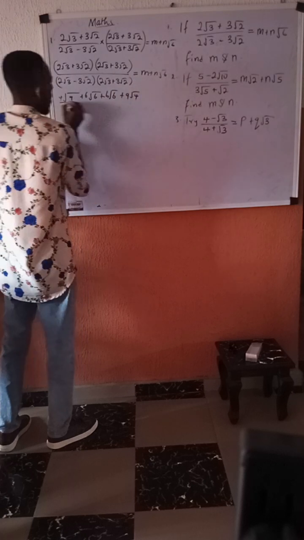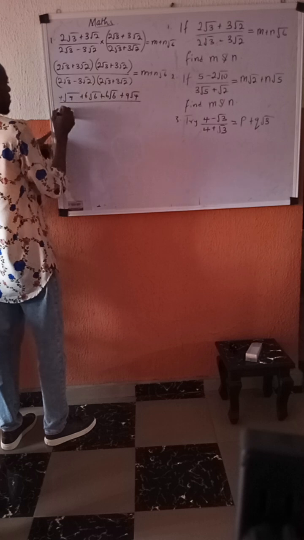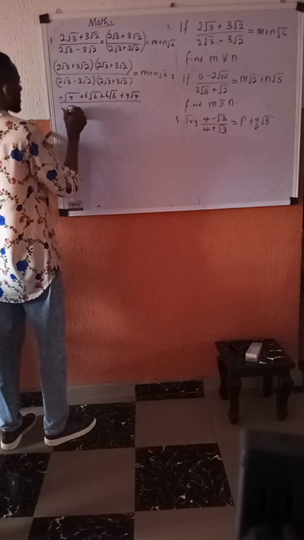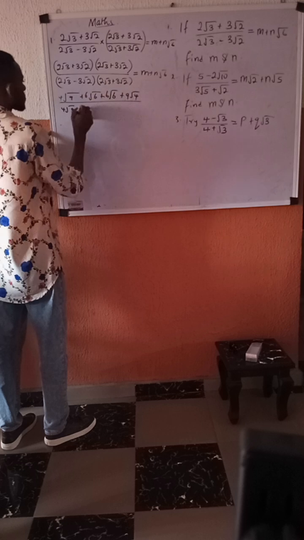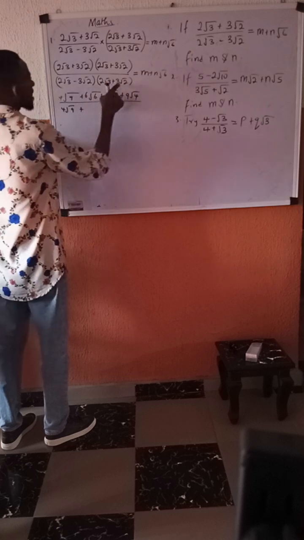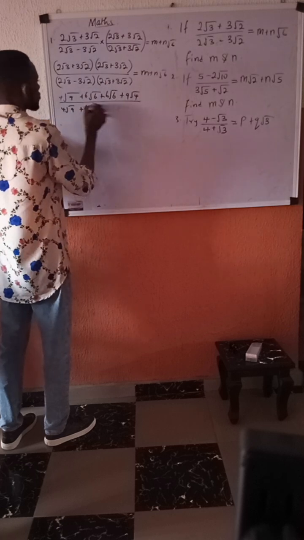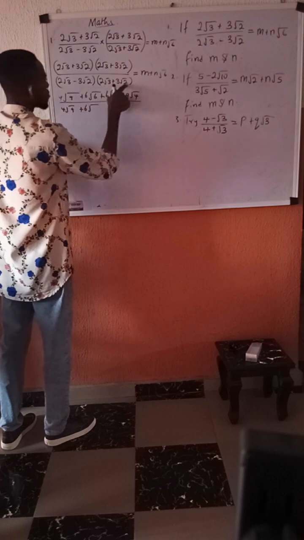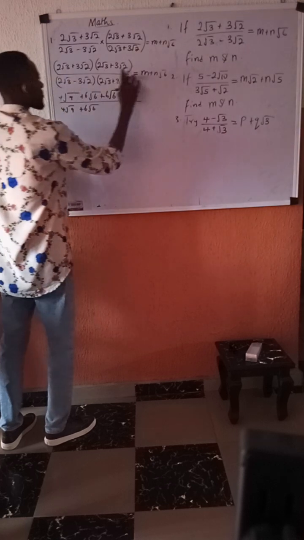All over. I come over here. 2 times 2 is 4, root of 3 times 3 is 9. The sign here is plus. 2 times 2 is 6, root of 3 times 2 is 6. I am done using this first term to multiply all the terms in the second bracket.